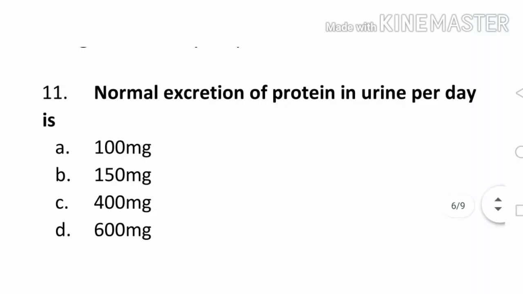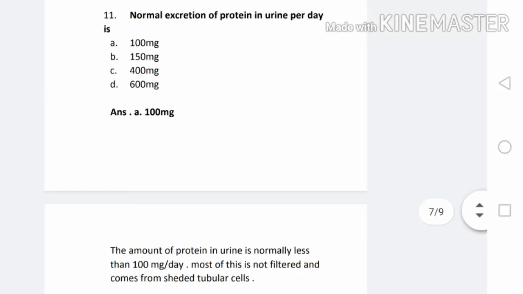Question number 11. Normal excretion of protein in urine per day is option A 100 mg, B 150 mg, C 400 mg, D 600 mg. The correct answer is A 100 mg. The amount of protein in urine is normally less than 100 mg per day. Most of this is not filtered and comes from shed tubular cells.